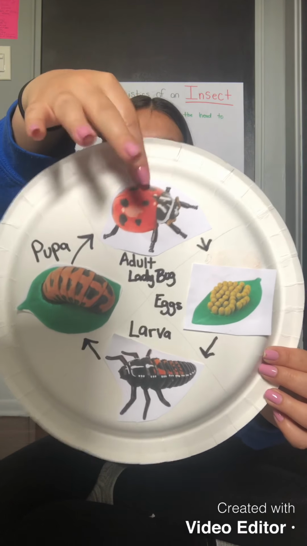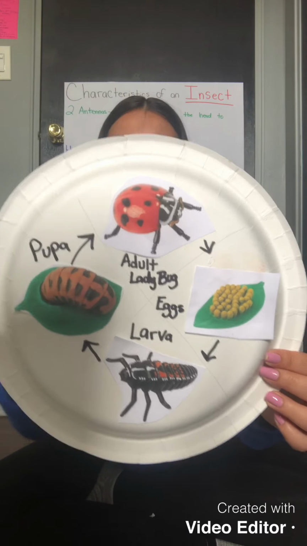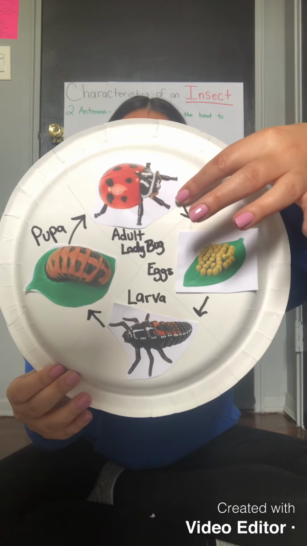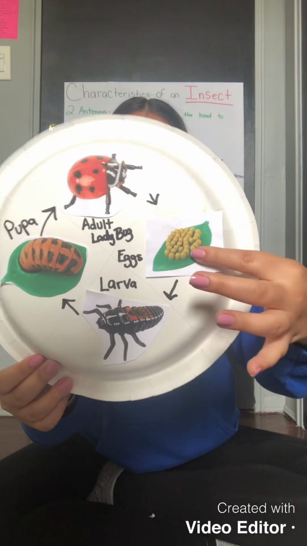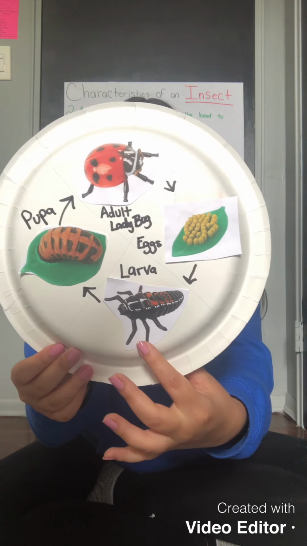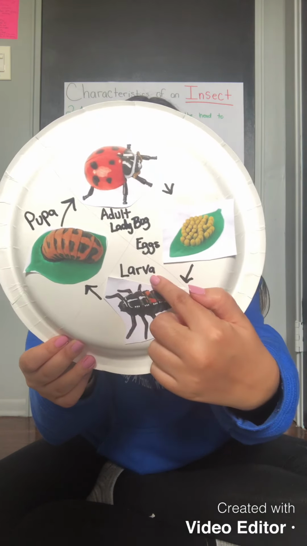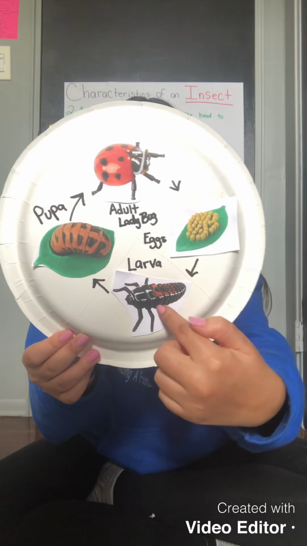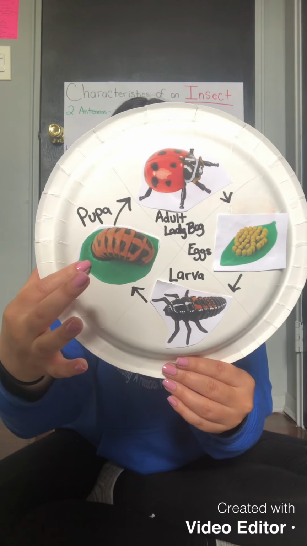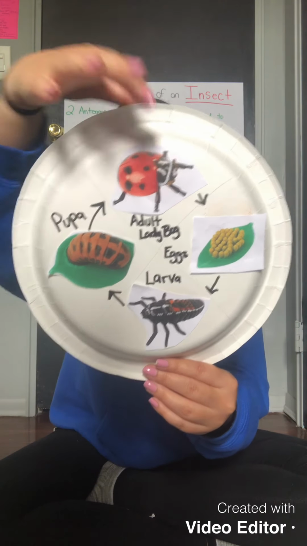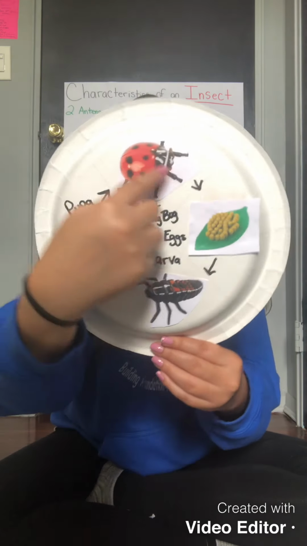So I have the adult ladybug at the top. The reason I put the adult ladybug at the top is because it will lay eggs. Then after it lays the eggs, they turn into the larva. You see, I wrote the letters and the words that went with the pictures. And then after the larva, it turns into the pupa. And then after the pupa, it turns into the adult ladybug. So do you see the cycle?